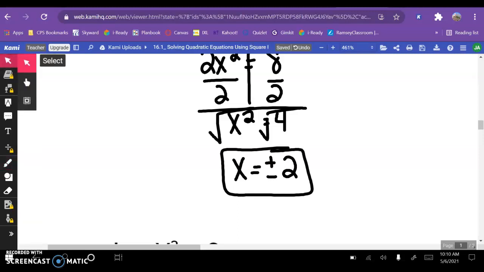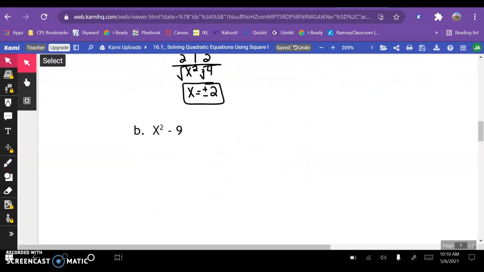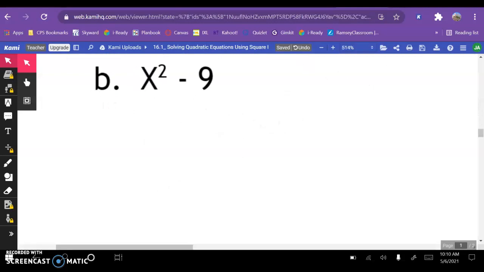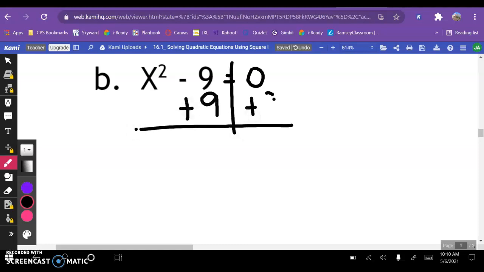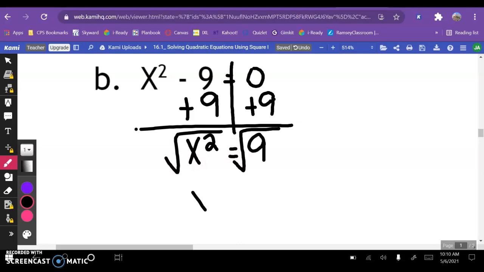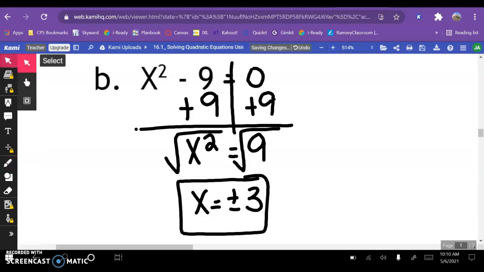There's two answers there. And then b, I forgot the equals 0 part. We have to add 9. So we have x squared equals 9, and then square root. So x equals the square root of 9, which is 3, and it's positive or negative 3.